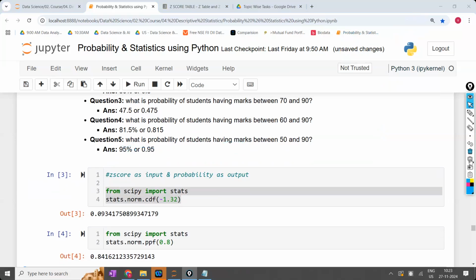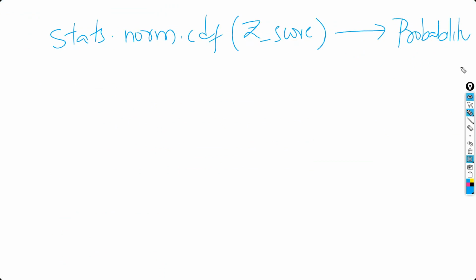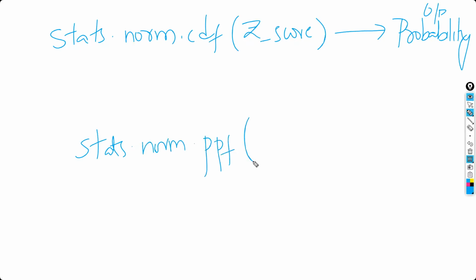Okay. So one more time. Stats dot norm dot CDF. And inside the CDF, you have to provide the Z-score. Then the output will be probability. From stats dot norm dot PPF, you have to give the probability as the input. The output will be Z-score.